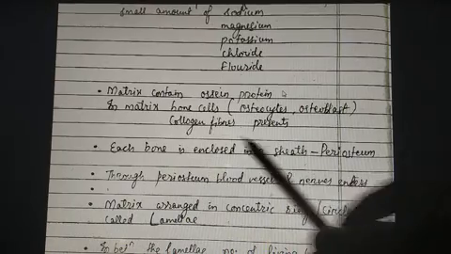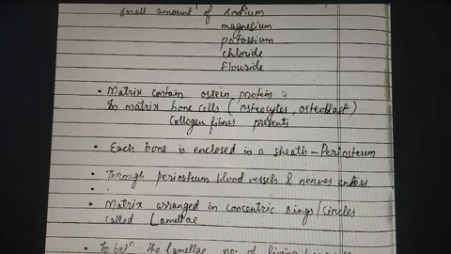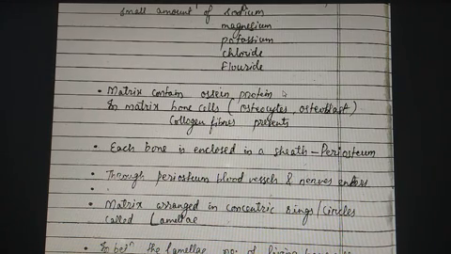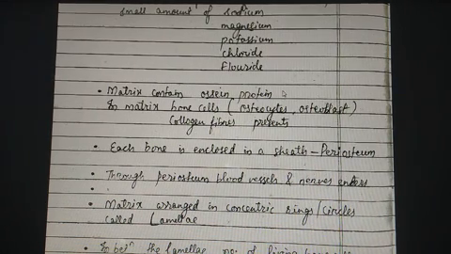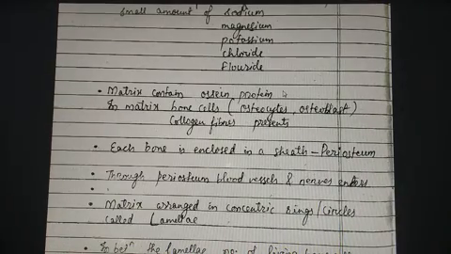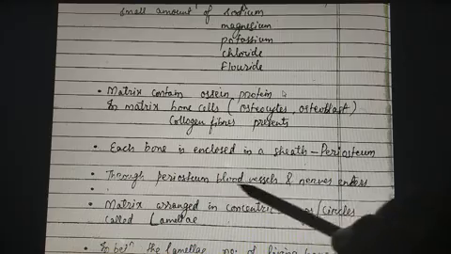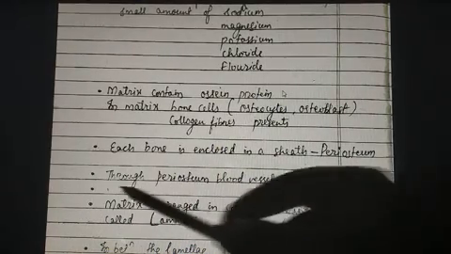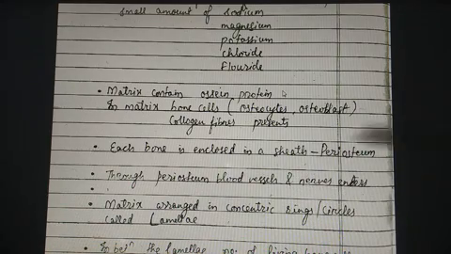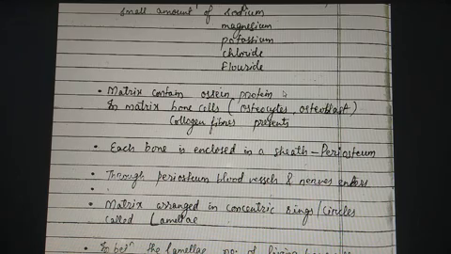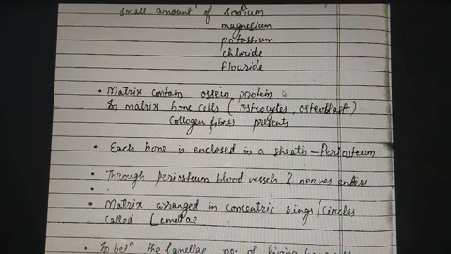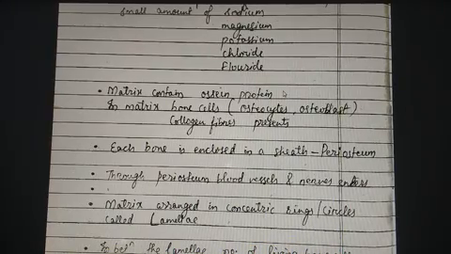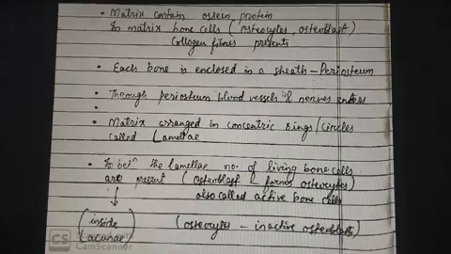Each bone is enclosed by a covering called periosteum. In the cartilage, we discussed that the covering of the cartilage is called perichondrium, and in the same way the covering of the bone is called periosteum. Clear? Through the periosteum, blood vessels and nerves enter into the bones. In cartilage, there are no blood vessels and no nerves, but in bones there are blood vessels as well as nerves. Clear?